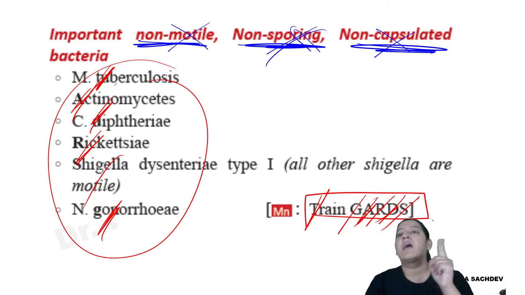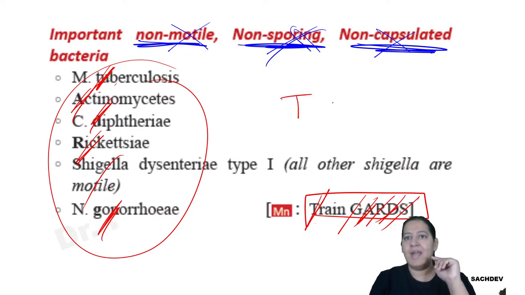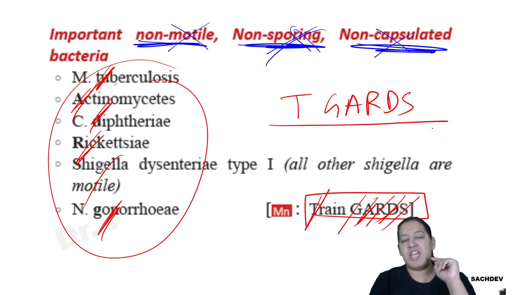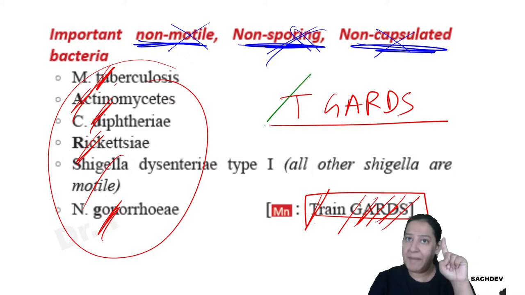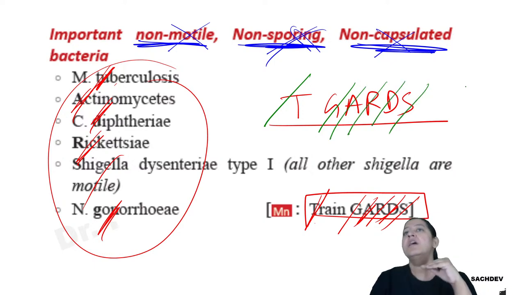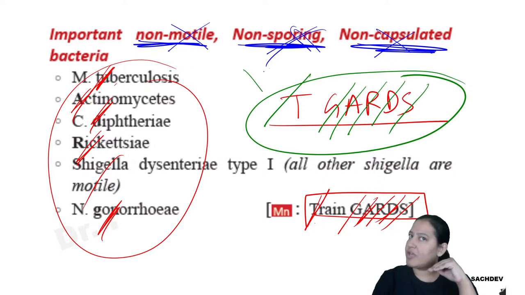So train guards. G A R D S है. Guards की spelling वैसे G A U R D S होती है. So G A R D S. Train guards. So you should say the full form again and again. T से है TB. G से है gonorrhea, A से है actinomycetes, R से है rickettsia, D से diphtheria और S से shigella. So ये पांचों bacteria ना तो capsulated है, ना तो spore forming है, ना तो motile है.